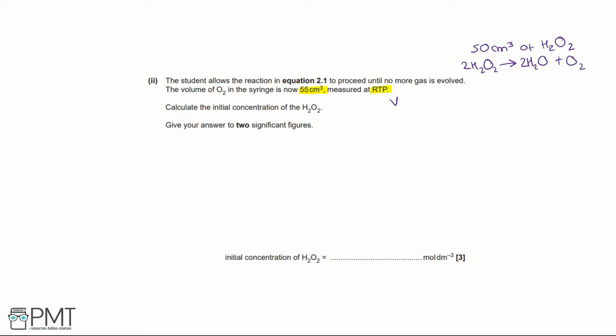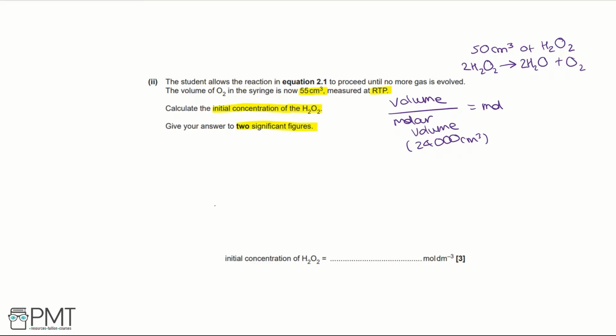So we're going to be using the equation volume over molar volume, which in this case, because it's centimeters cubed, will be 24,000 centimeters cubed, equals moles. Then we're told that we need to work out the initial concentration of H2O2, and we need to give our answer to 2 significant figures. We can use this equation to work out the number of moles of oxygen. So that would be 55 divided by 24,000 gives us 2.29 times 10 to the negative 3 moles of oxygen.